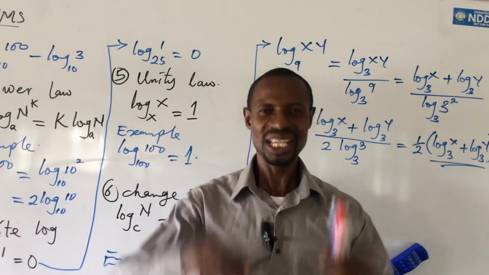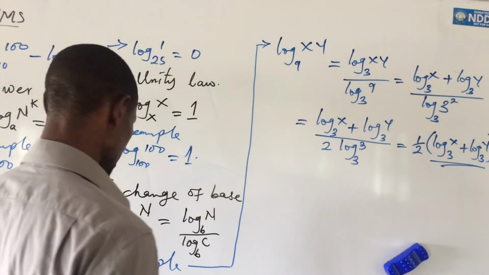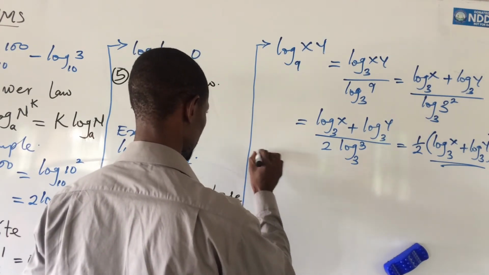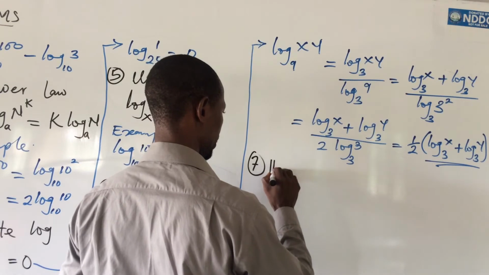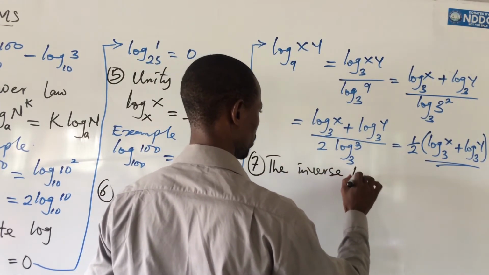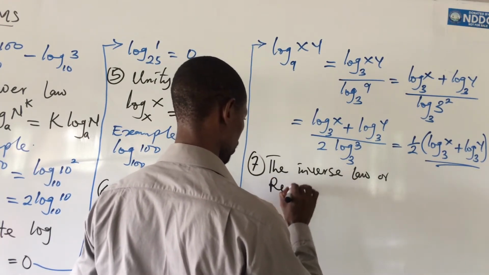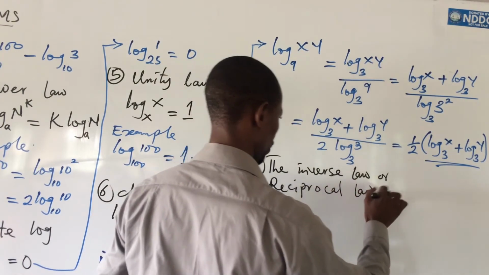Very, very simple. All right, so let's go to rule number 7. I call it the inverse law, or the reciprocal law. So what does it say?